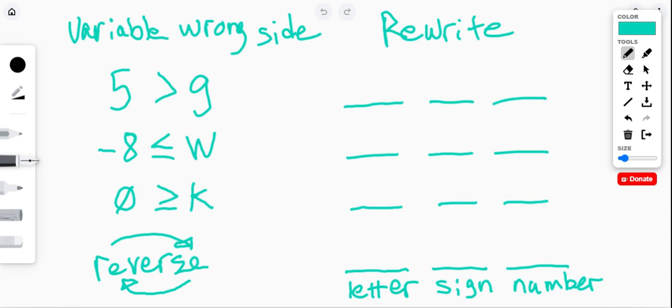This is Mr. Elmhorst with a sixth grade math lesson. Just a quick look at reversing inequalities.